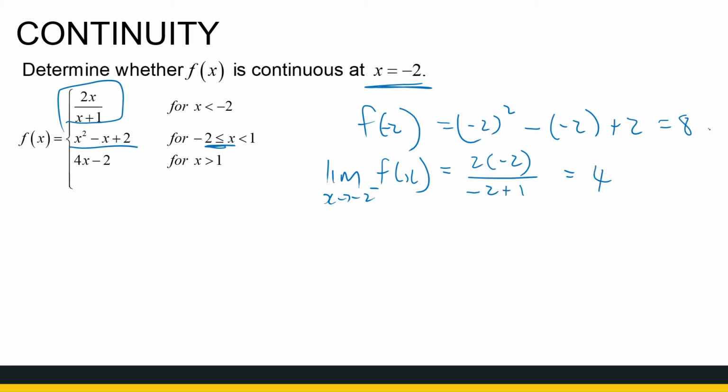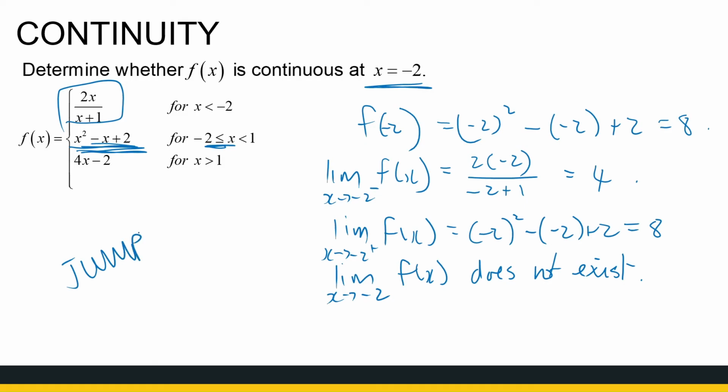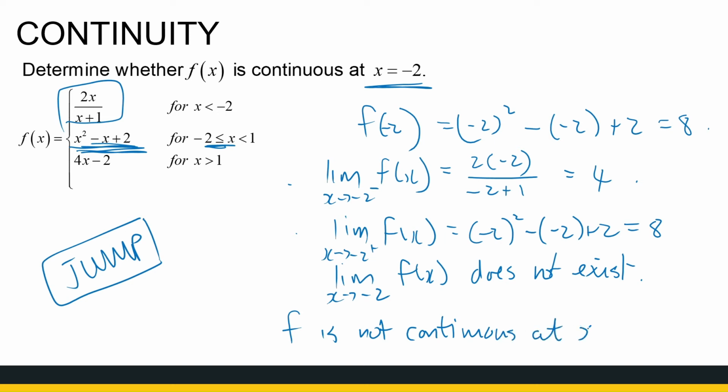We already see there's trouble, but let's see it through to the end. The limit as x approaches -2 from the positive side of this function. So from the positive side, we're looking at values of x larger than -2. So that'll be -2 squared minus -2 plus 2, which gives me 8. So again, like the previous example, the limit as x approaches -2 of this function does not exist. So again, we have a jump discontinuity because the limit from the left and the limit from the right are not equal. So we can conclude then that f is not continuous at x equal to -2.